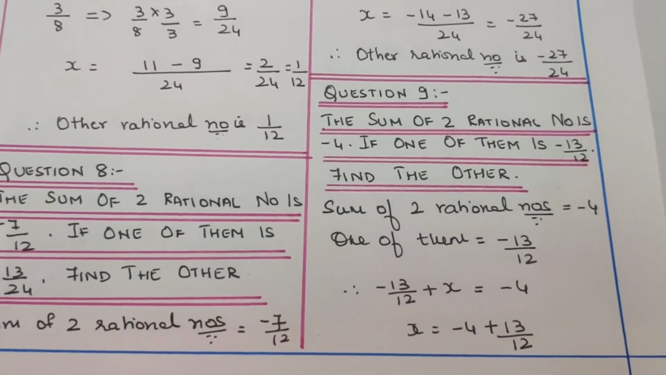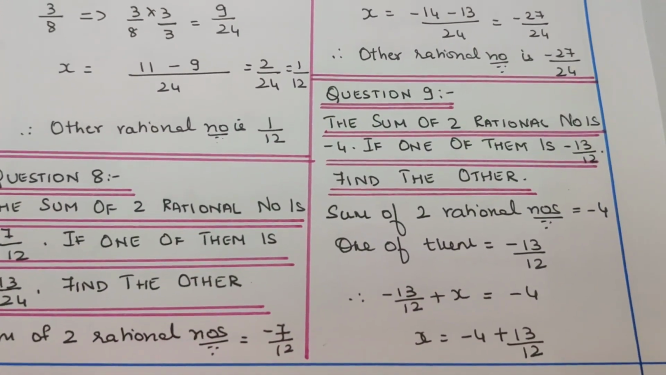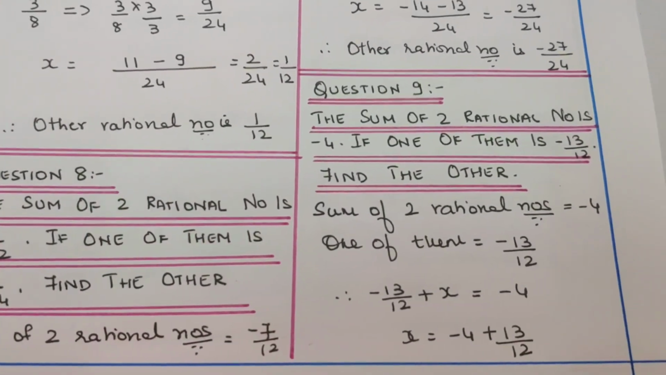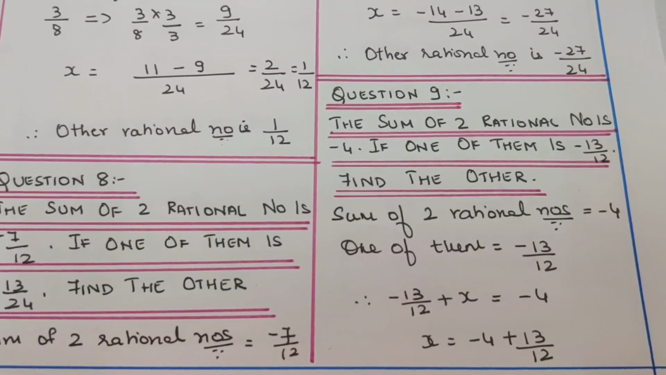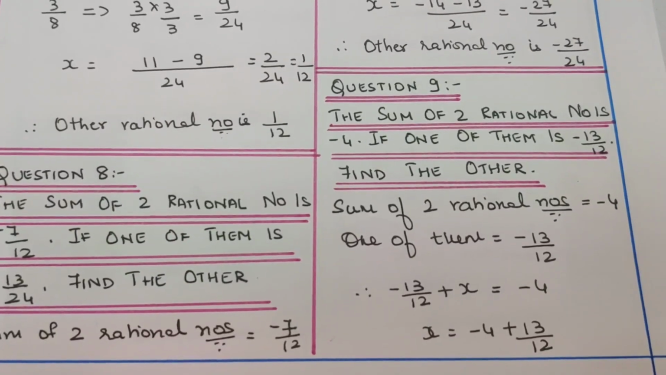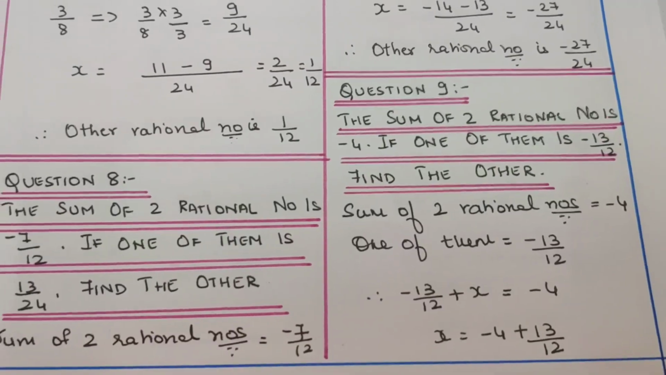Moving on to question number 9. The sum of two rational numbers is minus 4. If one of them is minus 13 by 12, find the other. Sum of two rational numbers is equal to minus 4, which is already given. One of them is equal to minus 13 by 12. Therefore, the expression becomes minus 13 by 12 plus x is equal to minus 4. X is equal to minus 4 plus 13 by 12.